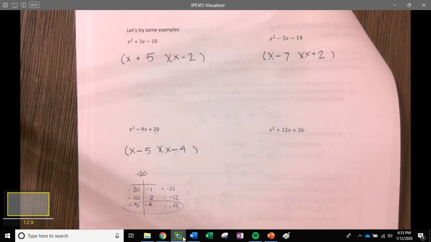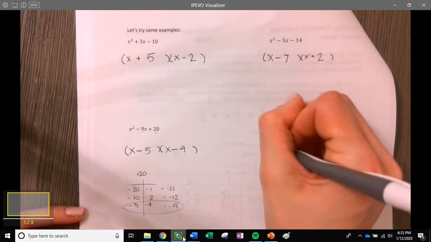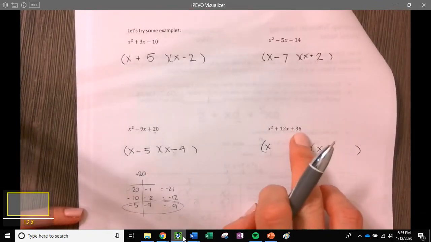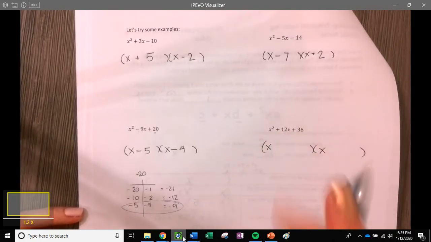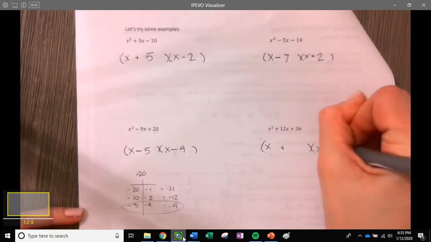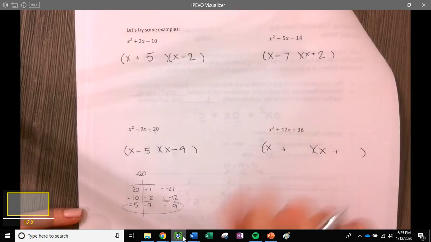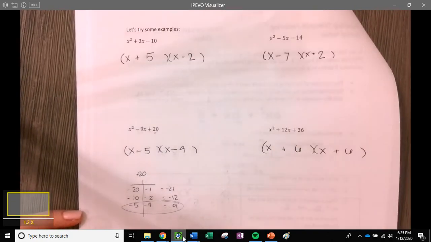Okay, let's try this last one. X squared plus 12x plus 36. This should be a no-brainer because we know our perfect squares. We remember them from algebra, but just in case, let's give it a try. I've got a plus sign in front of my C value, which means my signs will be the same. I've got a plus sign in front of B, which means both signs will be that. What two numbers multiply to 36 and add to 12? It's 6 and 6, you guys. X plus 6 times x plus 6.